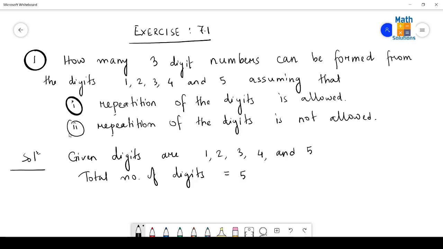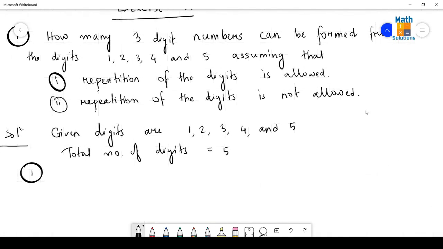Now case 1, when I consider the first part of this question. So what it says, repetition of the digits is allowed. So actually in this case we have to make a 3-digit number.